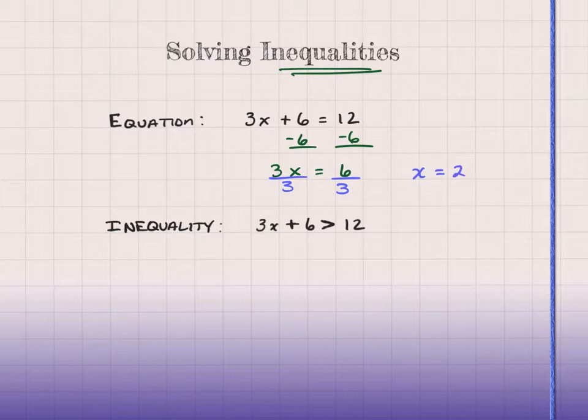6 divided by 3 is 2. So 2 is the only answer that can make this equality a true statement. So I know that x has to be 2.